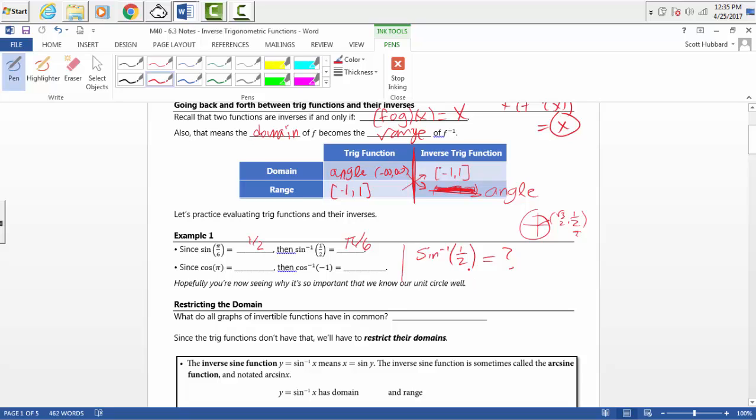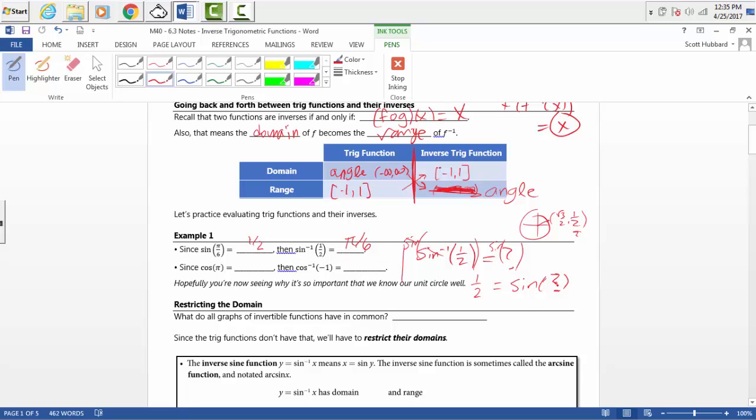In other words, and we could do the math of it, if I took sine of both sides, sine and sine inverse cancel out. They're inverses. So half is equal to sine of the unknown. So that's how I read it when I first see sine inverse of half.